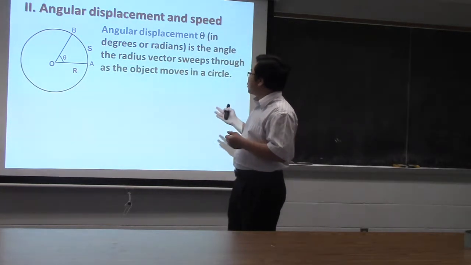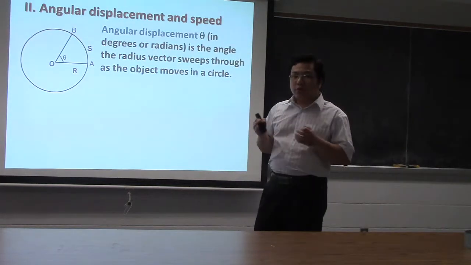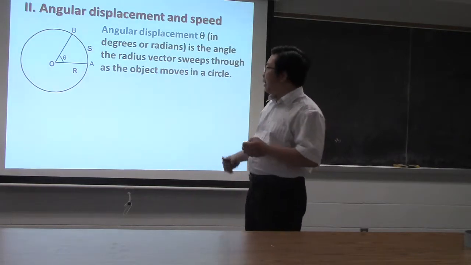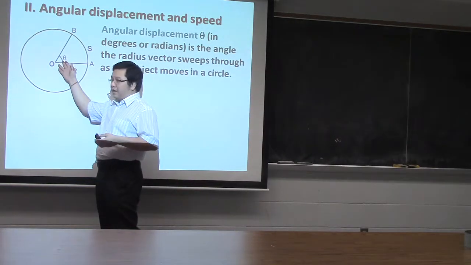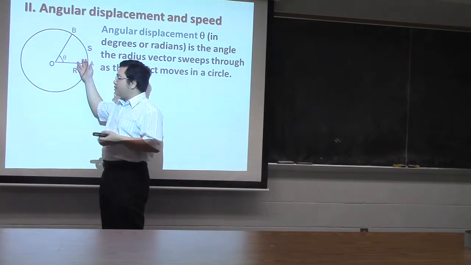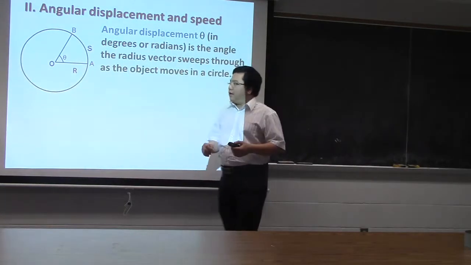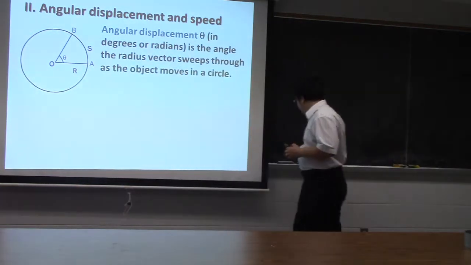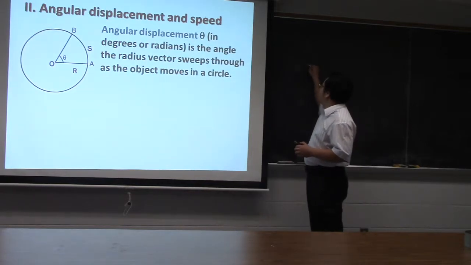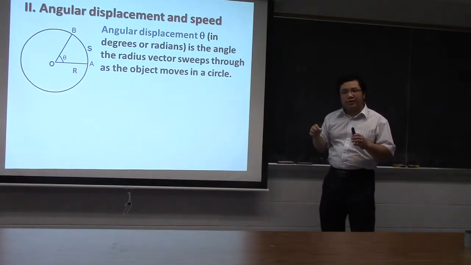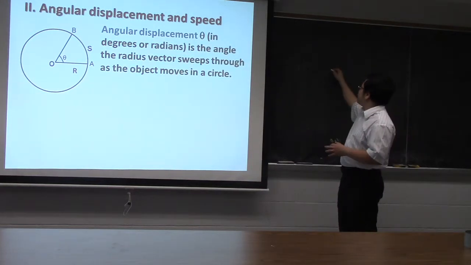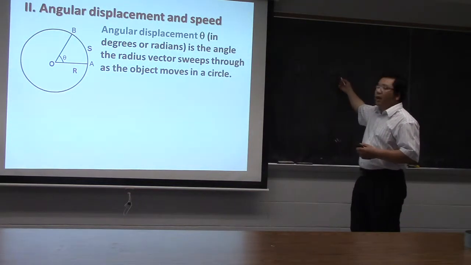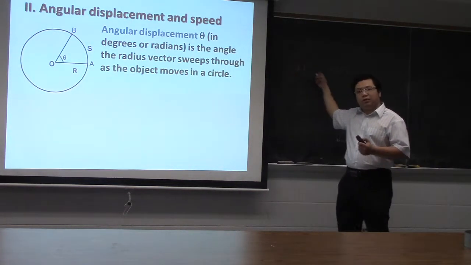So, we define angular displacement theta as the angle through which the radius vector sweeps as the object moves in the circle. Let's see how this angular displacement theta relates to the total distance as the object travels. Think about an object traveling a full circle. Then its angular displacement is 2 pi radians, and the total distance it covers is the circumference of the circle, which is 2 pi r. We see that the radius r multiplied by the total angular displacement gives the total distance.